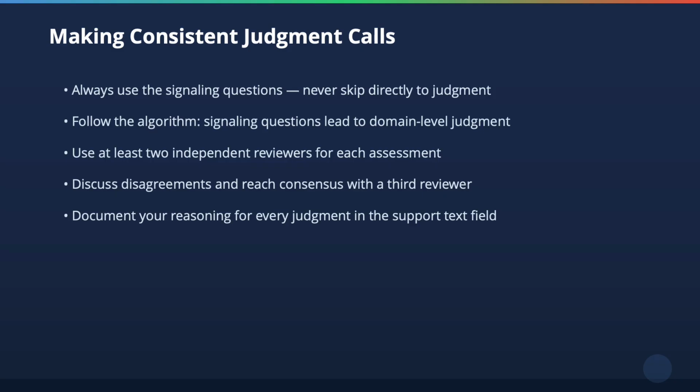Third, use at least 2 independent reviewers for each assessment. Each should assess independently before comparing results. Fourth, when disagreements occur, discuss them openly and involve a 3rd reviewer if consensus cannot be reached. The goal is not forced agreement, but well-reasoned judgments. Fifth, document your reasoning in the support text field for every judgment. This documentation ensures transparency and allows others to verify and reproduce your work.